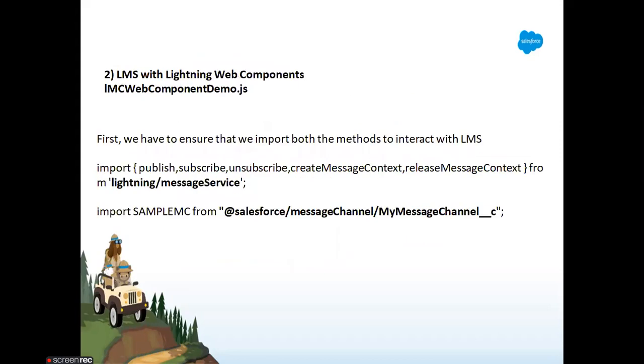Now, Lightning Message Service with Lightning Web Components, right? Suppose you want to utilize Lightning Message Service in your Lightning Web Component, so you need to first ensure that we import the methods to interact with Lightning Message Service. First, you need to write this particular line. We need to import publish, subscribe, unsubscribe, createMessageContext, and releaseMessageContext, and they are available in lightning/messageService. And we also need to import your message channel that you created, right?